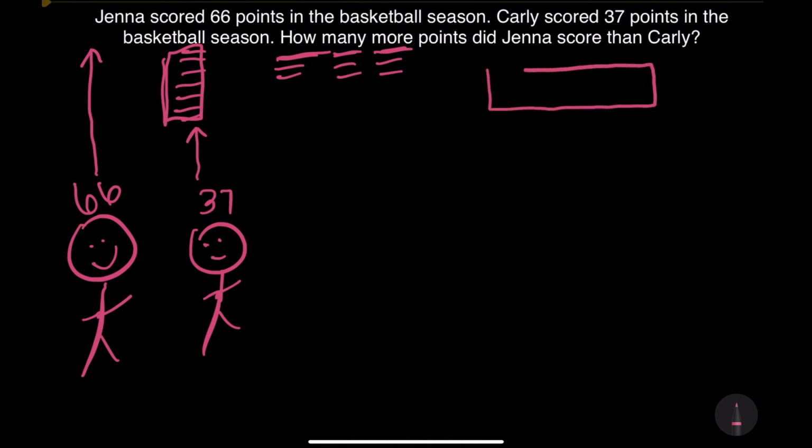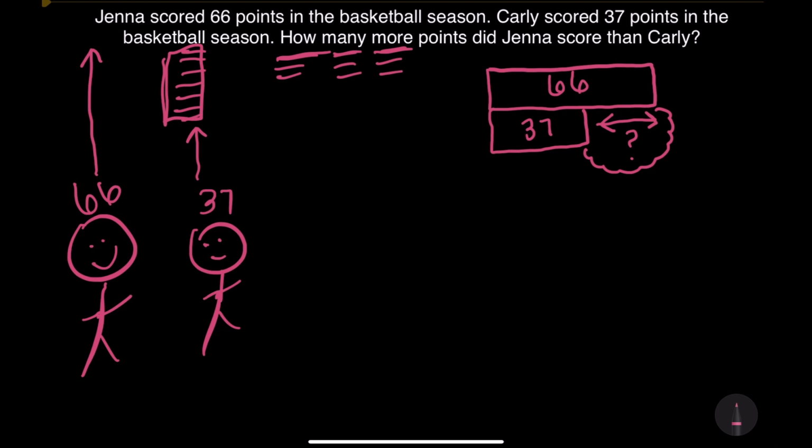because we use strip diagrams for other types of word problems that aren't comparing. And so I want to kind of show you the total box in a comparison problem is for the bigger number. And then you could just imagine this is like a little bar graph on its side. Carly didn't get as many as Jenna, so her little bar is shorter than 66. And we're trying to find this space right here. This right here is how many more Jenna got.